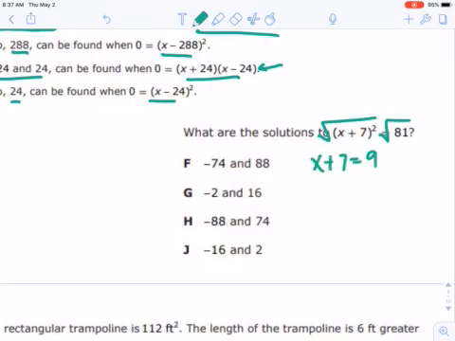X plus 7 equals 9. X plus 7 equals negative 9. And your answer here would be G. Oh, no, not G. Ooh, I just made a mistake. Don't make that mistake. When you subtract 7, you get a positive 2. When you subtract 7, you get negative 16.